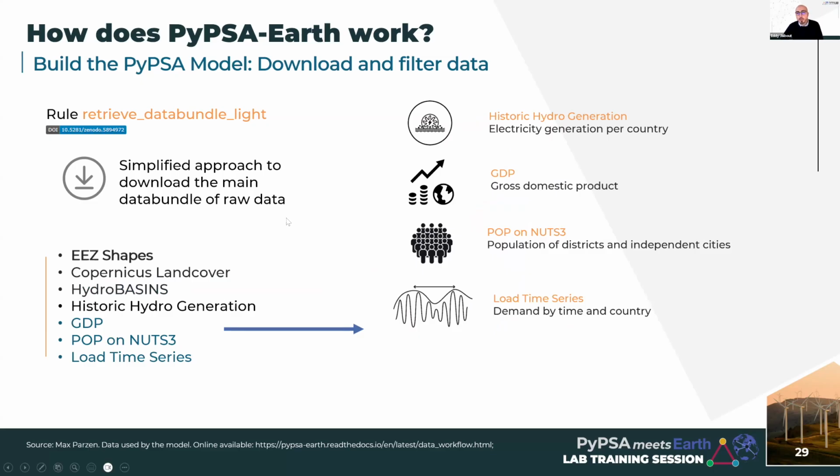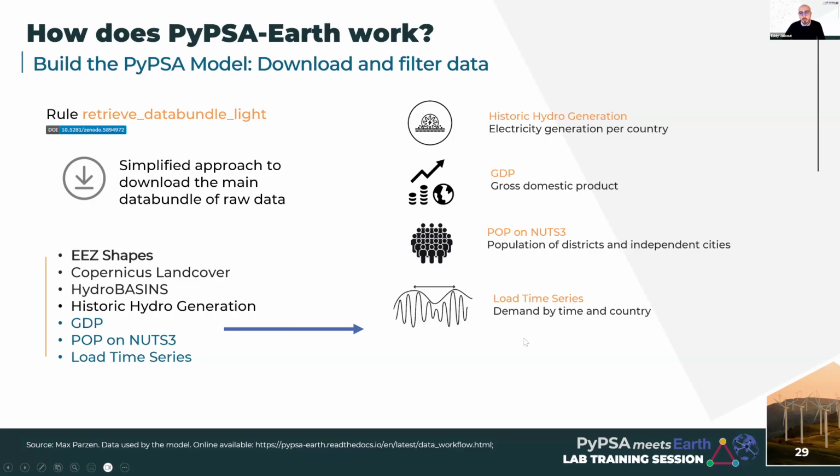We also need to get the historic hydro generation and accordingly fix the hydro potentials. We have also the GDP, the gross domestic product, and we need the population. Those two are very important because we will be using them in case we don't have any geospatial distribution of some input data. So we can at least distribute these according to GDP or population, for example demands for industries and so on.